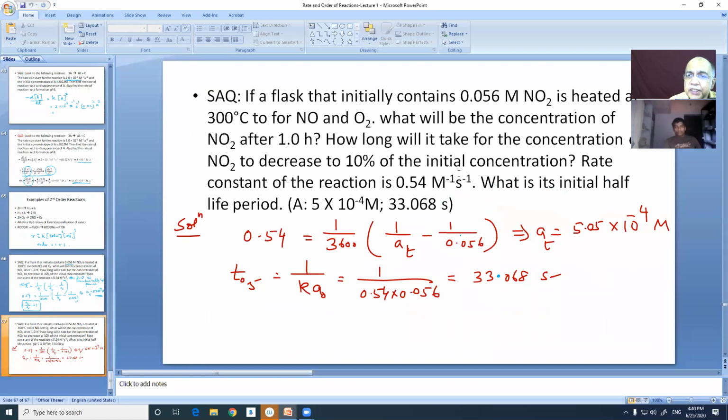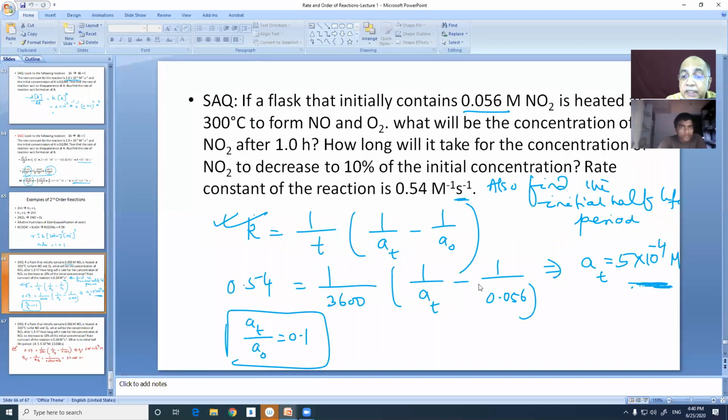We have done this: if a flask contains NO2, the molarity is given and it gives NO and O2 in a second order process. What will be the concentration after 1 hour? How long will it take for the concentration to be 10%? That we didn't do. No, we didn't do.